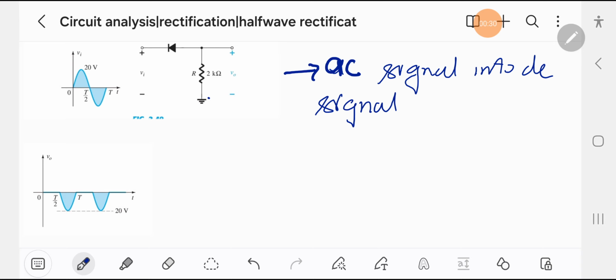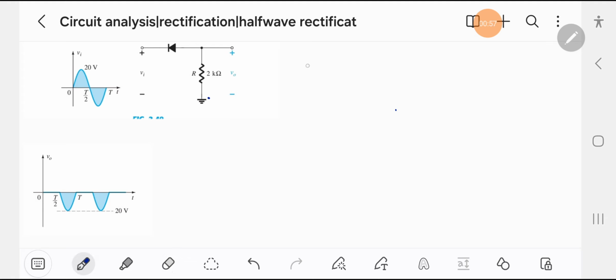So we will use a diode for rectification. A diode allows a signal in only one direction. We have two types of rectification: one is half wave rectification and the second one is full wave rectification. In this topic we will discuss half wave rectification.